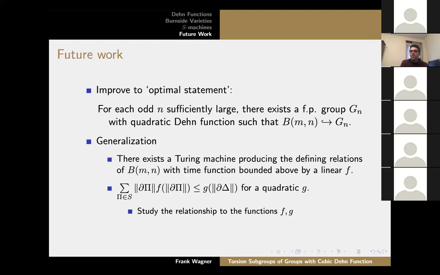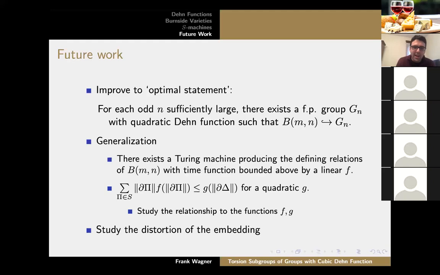There should be a similar embedding for groups with associated f and g into a finitely presented group whose Dehn function is at most g. The only issue is, well, what interesting examples exist? That's what I'm trying to study at the moment as well.